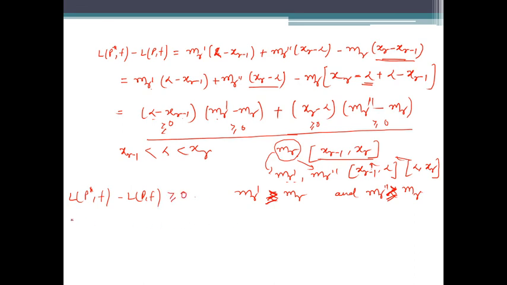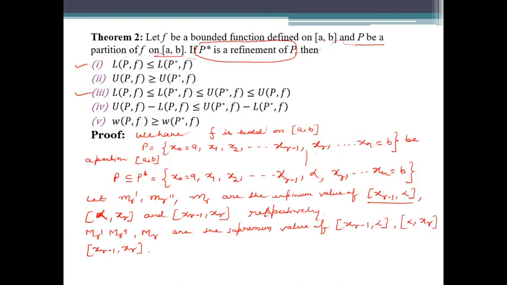Similarly, we can prove that U(P, f) minus U(P star, f) is also greater than or equal to 0. So in this way we can prove these two inequalities. The remaining three inequalities we will prove in the next video lecture.